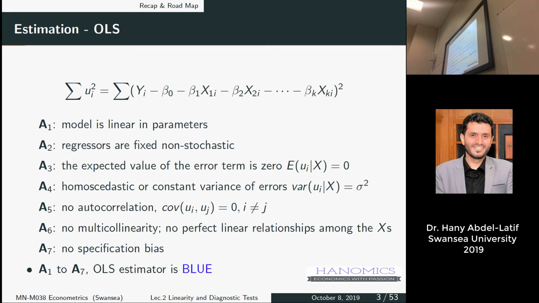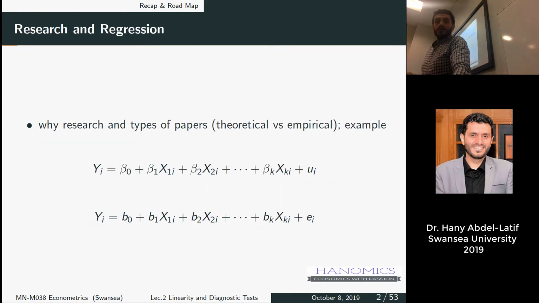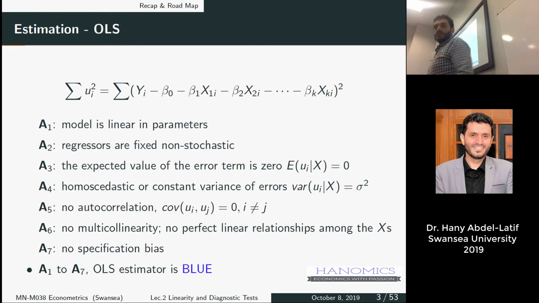So that's one thing. Unbiased means that on average, the expected value of your estimator will be equal to the parameter, the beta, these betas from the true population.